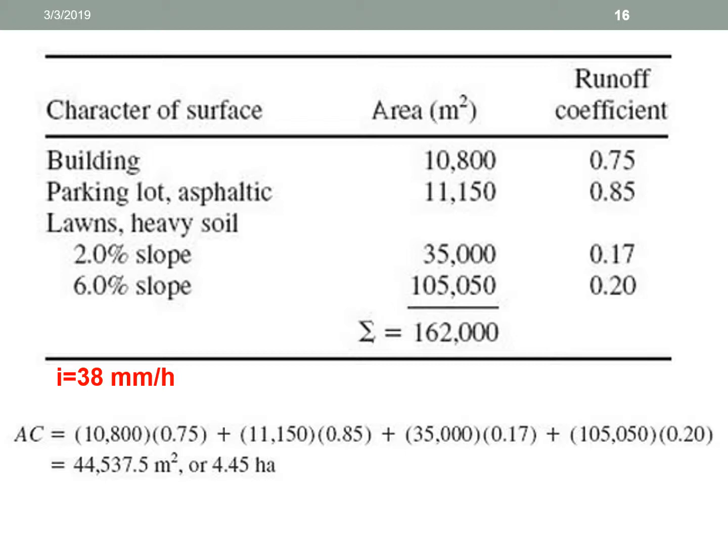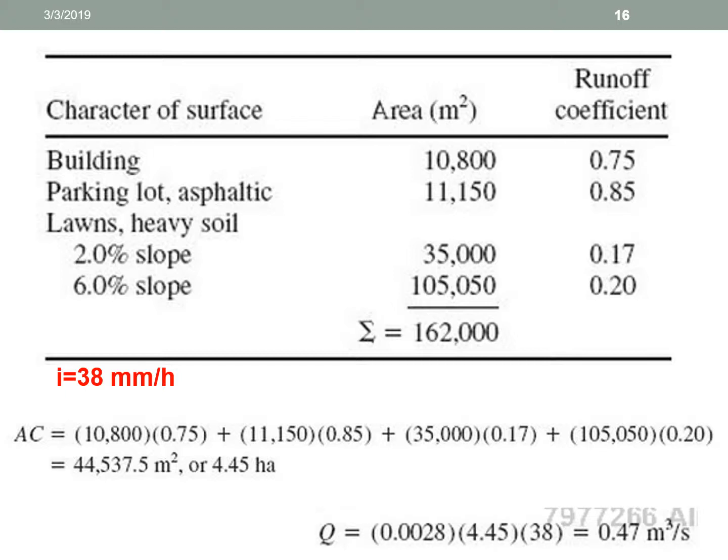Area times C. So the first area, as you see here, 10,800 times the runoff coefficient, plus the second is 11,150 times 0.85, plus 35,000 times 0.17, plus 105,050 times 0.2. The answer will be 44,537.5 meters squared. If you divide this number by 10,000, it will be 4.45 hectares.